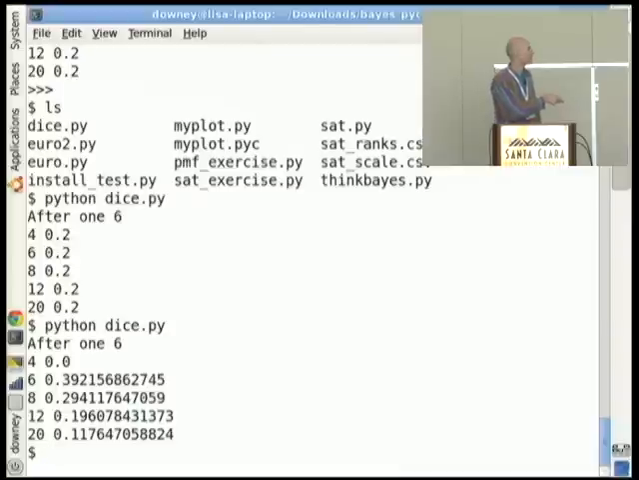The eight-sided die is a little bit less likely. 12 is less likely, and 20, a little bit less likely than that. Certainly hasn't been ruled out. There's still a 10% chance, or 11, 12, that it's a 20-sided die. So it hasn't been ruled out, but this tells us now what we should believe about the die, having seen one roll and getting a six. Any questions about that?